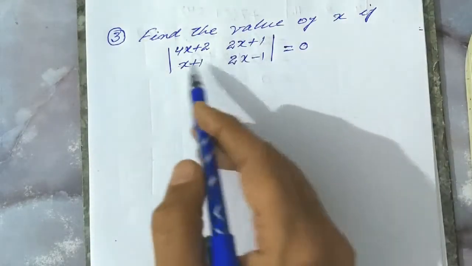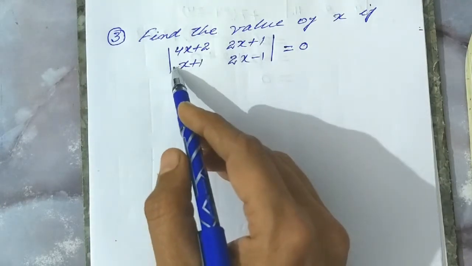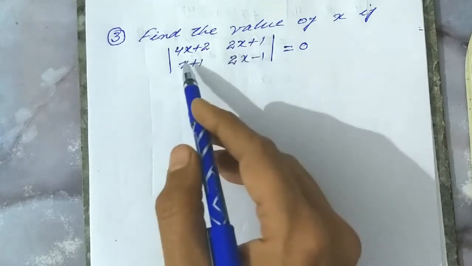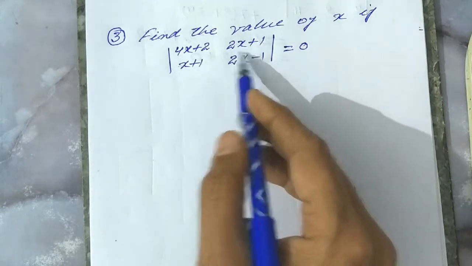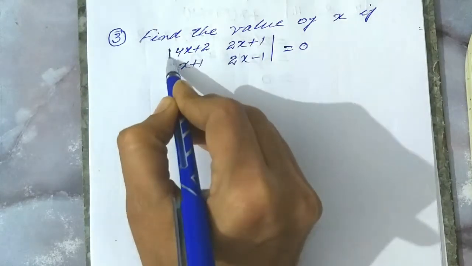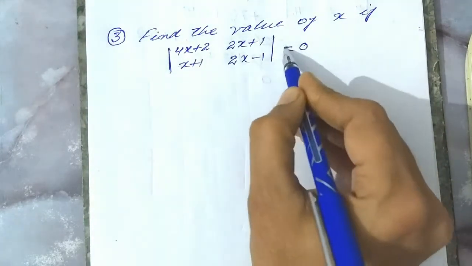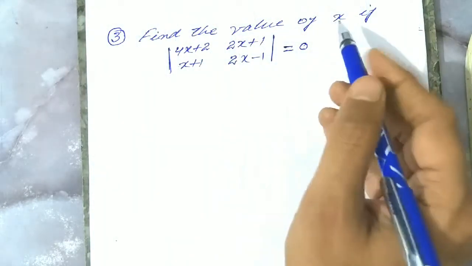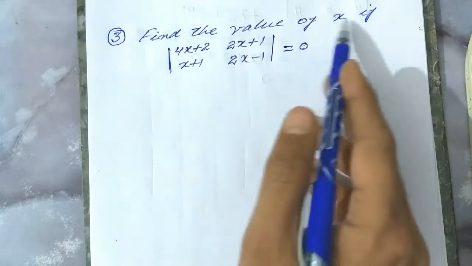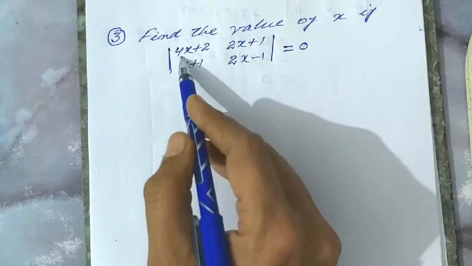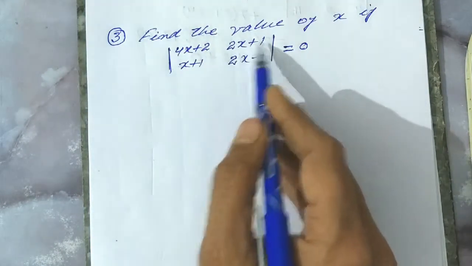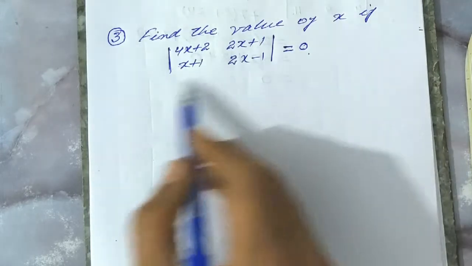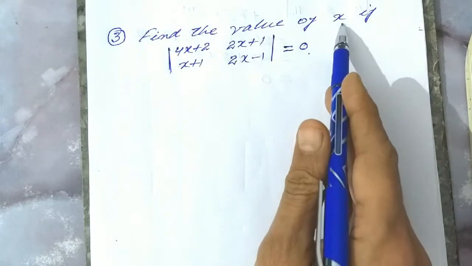Now the third type of question is when a determinant is given in terms of an unknown variable x, in the form of an equation, and we need to find the value of x. The question is written like: find the value of x if the determinant |4x+2 2x+1; x+1 2x-1| is equal to 0. With the help of this equation, we have to find the value of x.